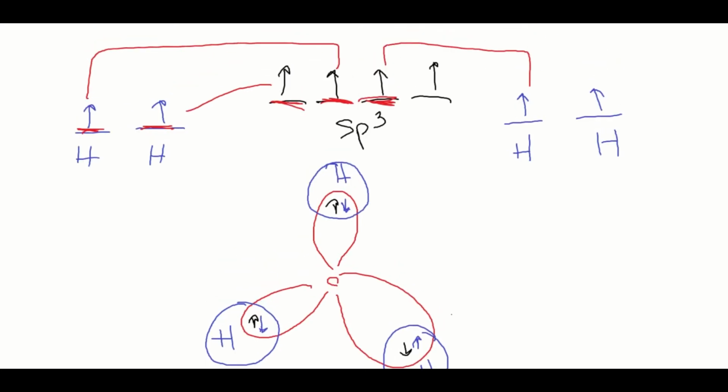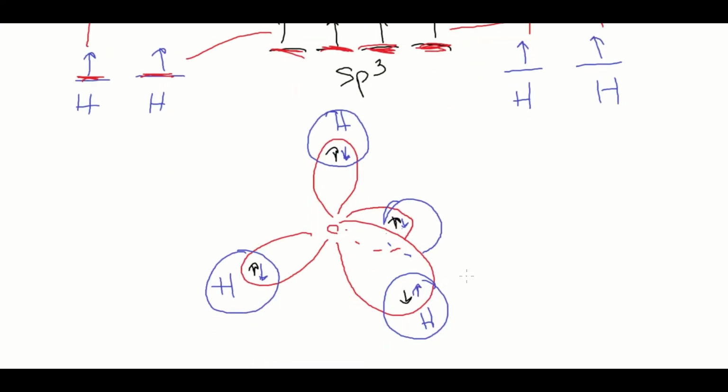Finally, we have an sp3 hybrid orbital going kind of behind the screen. And there's an electron there, and that's going to overlap with this hydrogen. So here with there. So there's your methane molecule.